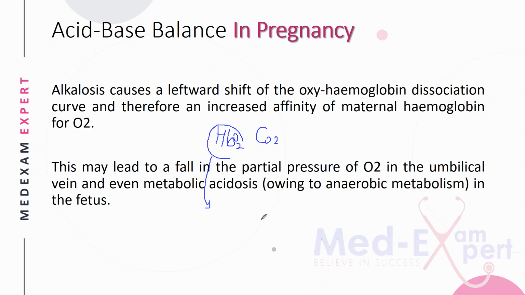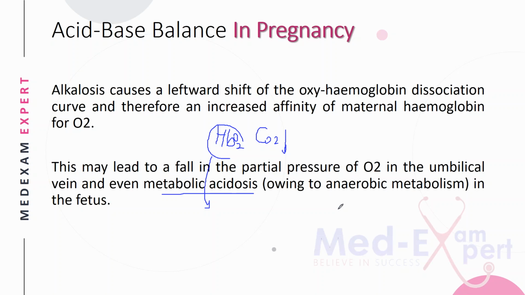So when the CO2 is less in the blood and hemoglobin binds more tightly to oxygen, this will lead to less delivery of oxygen through the umbilical vein to the fetus, and this leads to some sort of metabolic acidosis in the fetus. Of course, when there is less oxygen in the blood or in the body, the cells of the body will go in another direction called the anaerobic metabolism.